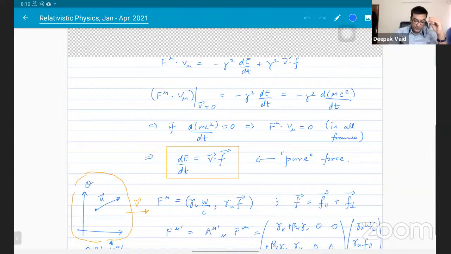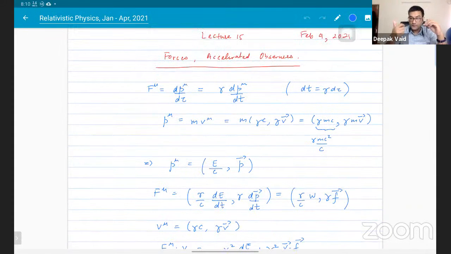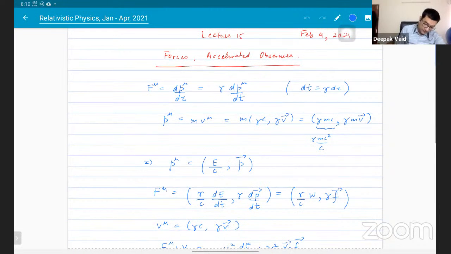So using this, for instance, we define the four momentum. The four momentum is rest mass times the rate of change of the four velocity with respect to proper time. Okay.